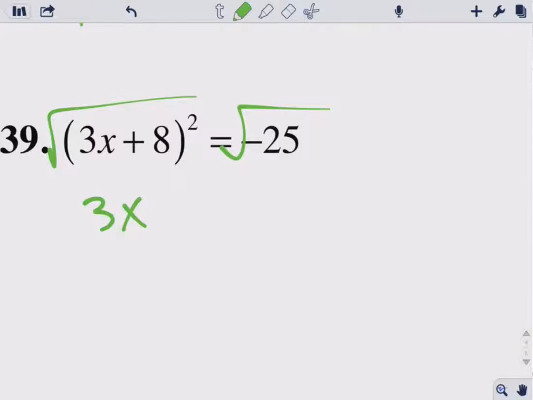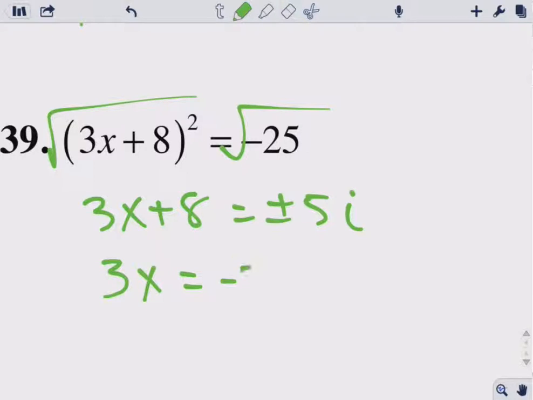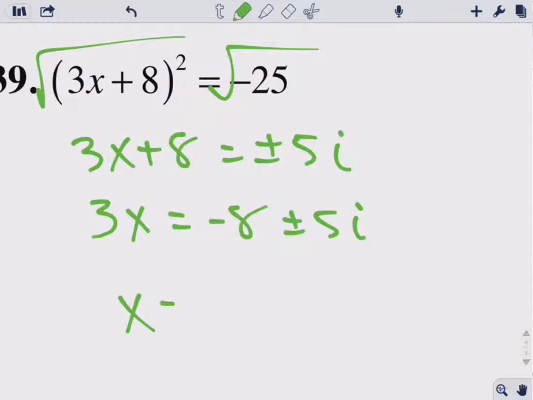Again, take the square root of both sides. You get 3x plus 8 is equal to plus or minus 5i. Now we subtract the 8. We get negative 8 plus or minus 5i, and then divide by 3, so x is equal to negative 8 plus or minus 5i over 3.